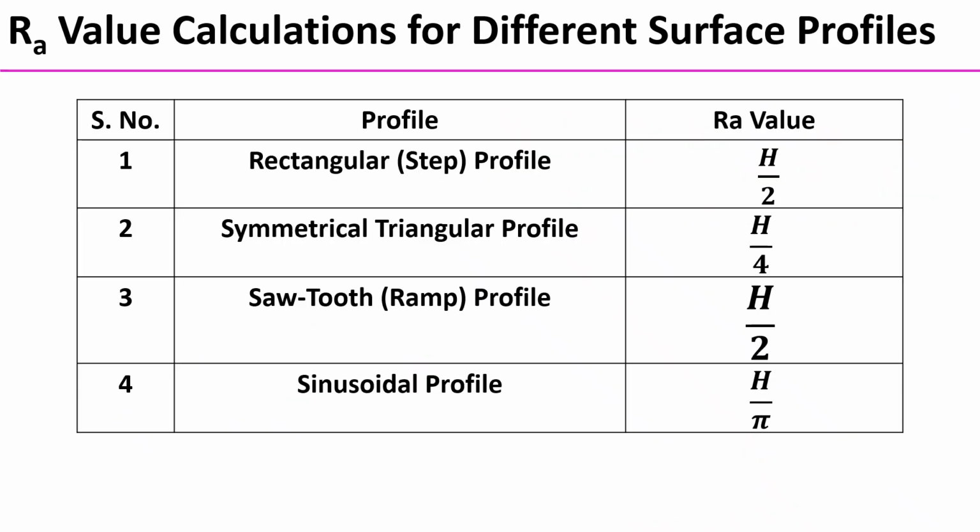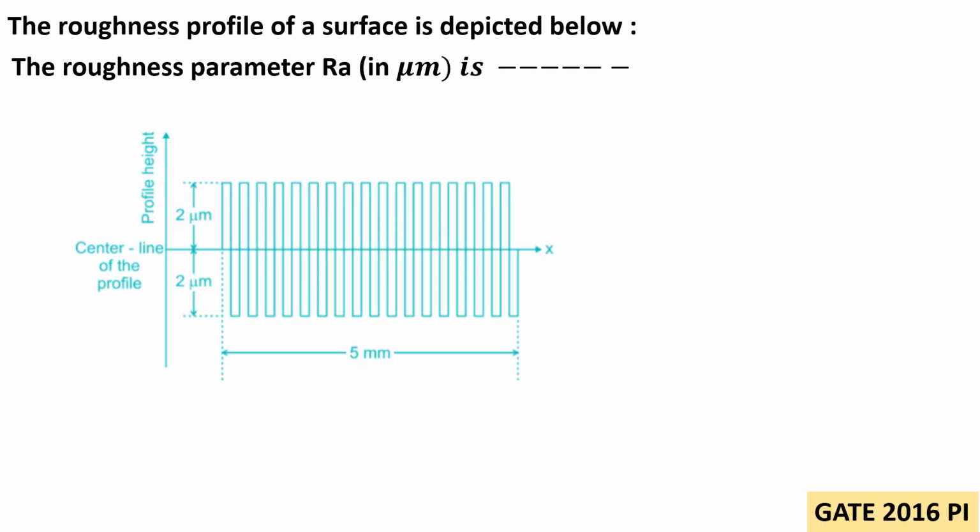So this is the summary of the Ra values for the different profiles. For the rectangular profile, Ra value is H by 2. For the symmetrical triangular profile, Ra value is H by 4. For the sawtooth profile, Ra value is H by 2. And for the sinusoidal profile, Ra value is H by pi, where the capital H is the peak to valley height. Next we will discuss the GATE previous problems on Ra value calculations for the different surface profiles.